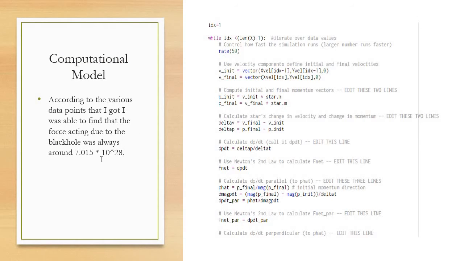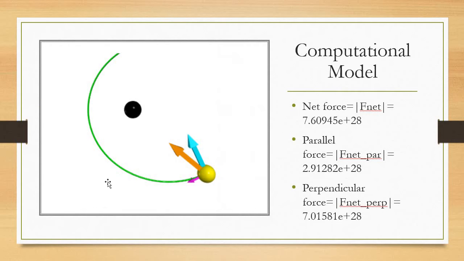Computational model. In this case, what I did first was find the initial momentum of the star and find the final momentum of the star, and also find the change in velocity and the change in momentum. Using that, I was able to find the net force acting on the star. And through this, I also found out that the force that was acting on the star due to the black hole was around 7.015 into 10 to the power 28.